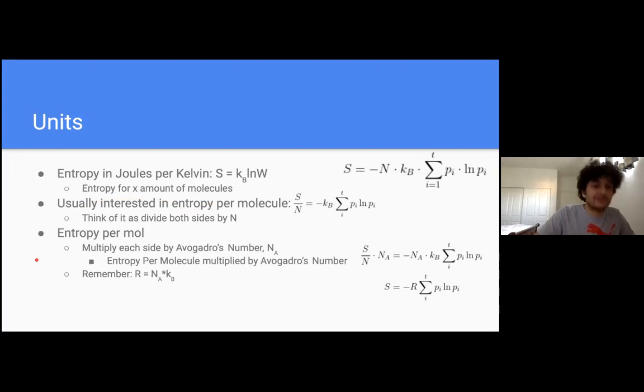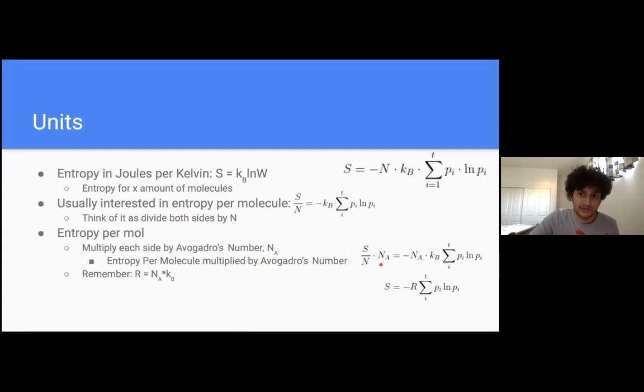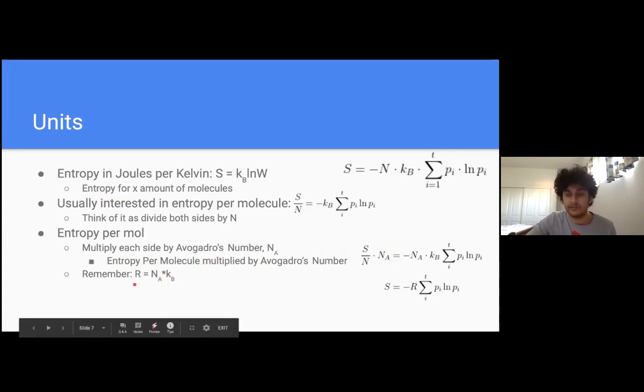And another common question is, what is the entropy per mole? That's pretty basic when you go from entropy per molecule here. We multiply each side by Avogadro's number. So we have molecules in the denominator, multiplied by 6.02 times 10 to the 23rd molecules. Molecules cancel out, and now you have entropy per mole. And we see that here. And remember that your gas constant R is equal to Avogadro's number times the Boltzmann constant. So you'll end up with this simplified equation using just the gas constant R.